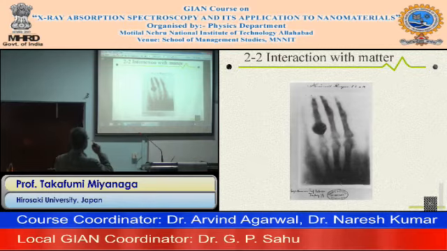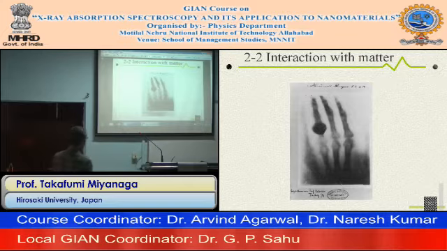Now, the second section. We move on to the interactions of X-rays with matter. Of course, X-ray is an electromagnetic wave, so in matter there are many electrons. This interaction is actually between the electric vector of the wave and the electrons.